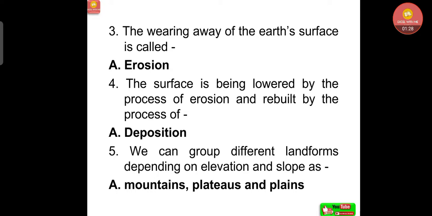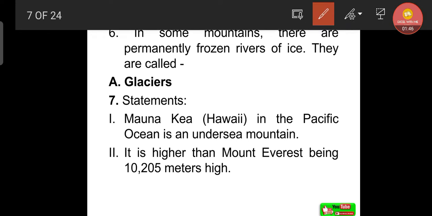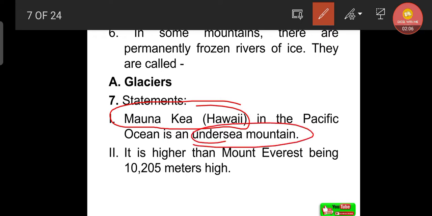Next question, we can group different landforms depending on elevation and slope as mountains, plateaus and plains. Now, in some mountains there are permanently frozen rivers of ice. They are called glaciers. Now, the statements, Mauna Kea, Hawaii in the Pacific Ocean is an undersea mountain. It is higher than Mount Everest, being 10,205 meters high. This point is very important. An individual question also can come, that is, Mauna Kea, Hawaii in the Pacific Ocean is an undersea mountain, and what is its height? That is 10,205 meters high.